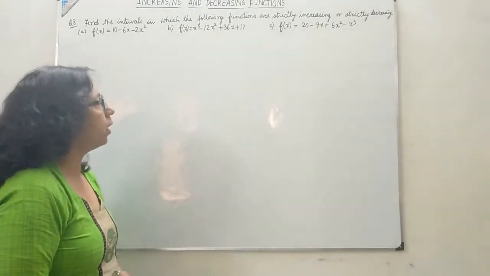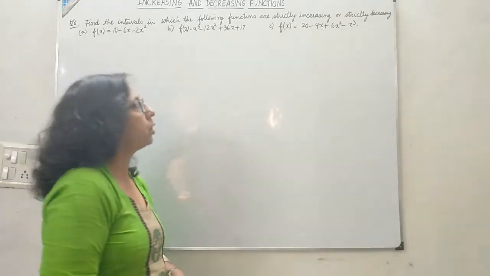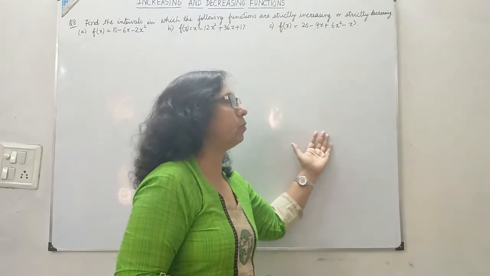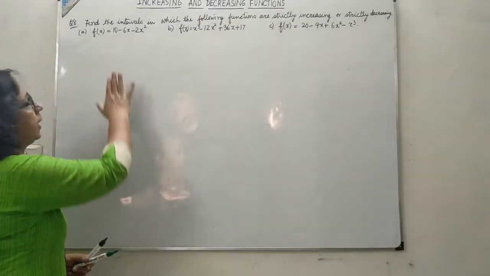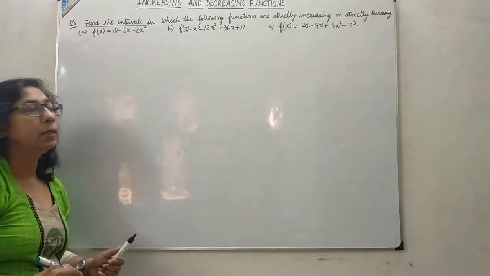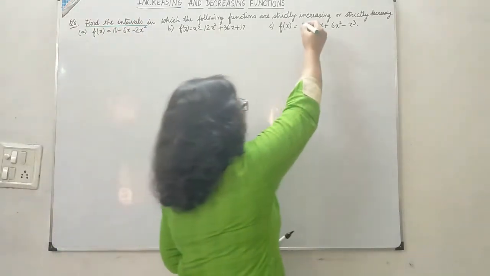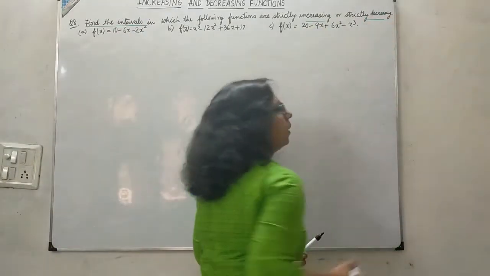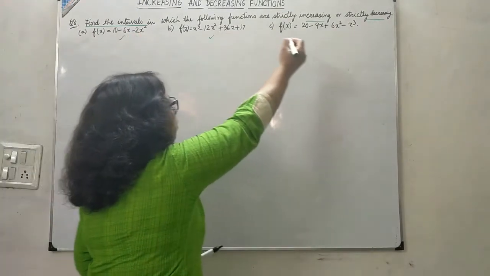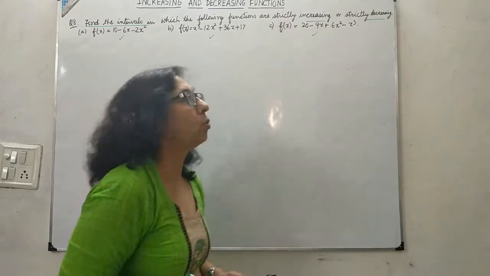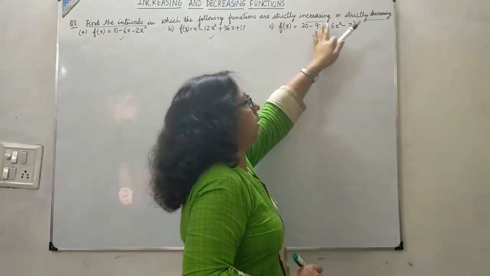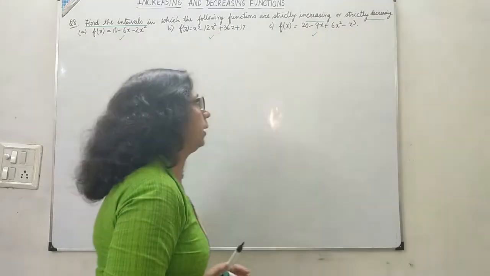In the previous video, I took the questions which are all strictly increasing or decreasing in the given domain. We were to check. Now, this is the second type of question. Here we are given: find the intervals in which the functions are strictly increasing or decreasing. And you can see here, these are all polynomials of second degree or third degree, etc. So, how to check the intervals for which they are increasing and for which they are decreasing?